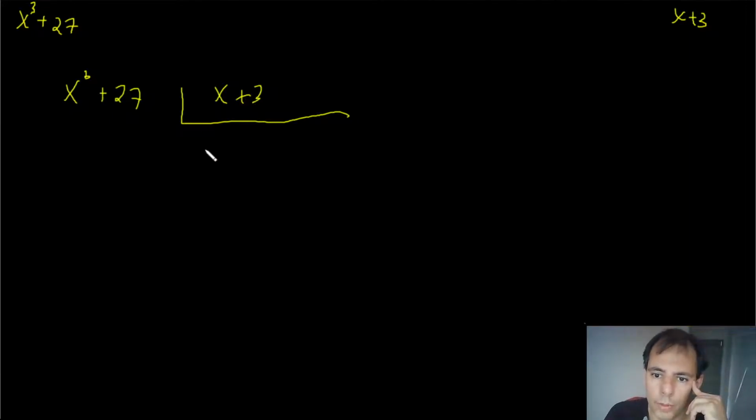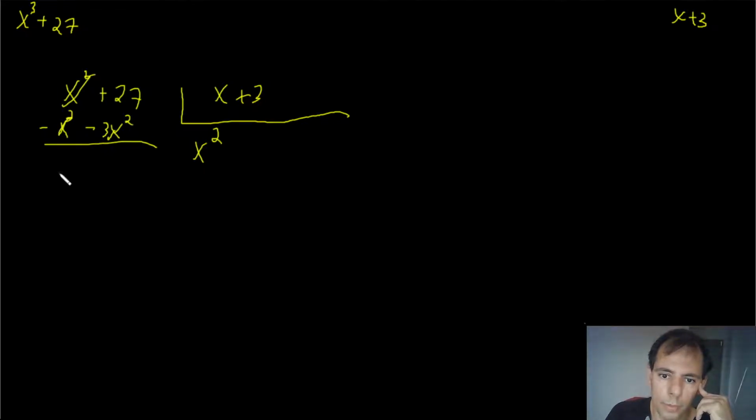So let's do the long division. I'm going to put x squared here. X squared times x is x cubed, but coming over here it comes with an inverted sign, so minus x cubed. Then x squared times 3 is 3x squared, but coming over here, minus 3x squared. When you add all this up, you have minus 3x squared plus 27.